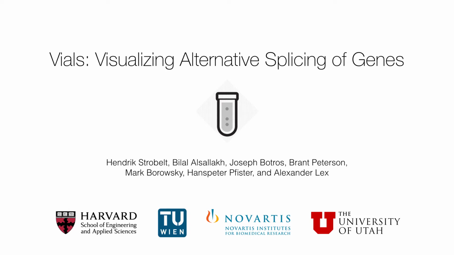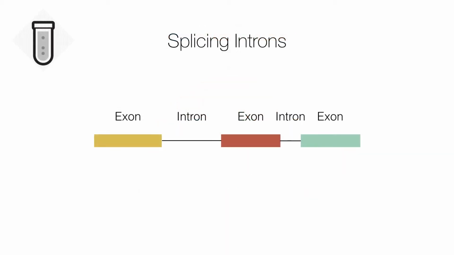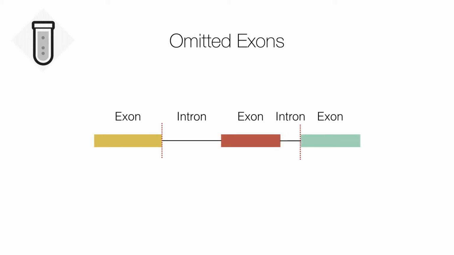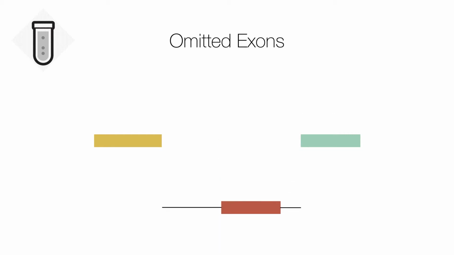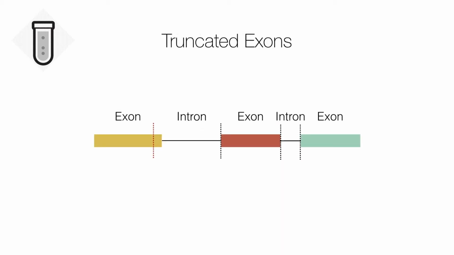Vials is a web-based tool for visualizing and analyzing alternative splicing of genes. DNA is transcribed into RNA, which is then used to assemble proteins. During this process, non-coding regions, the introns, are spliced out, and only exons remain. The splicing, however, produces variations of the final transcript, as exons can be omitted or truncated. These variants are called isoforms.